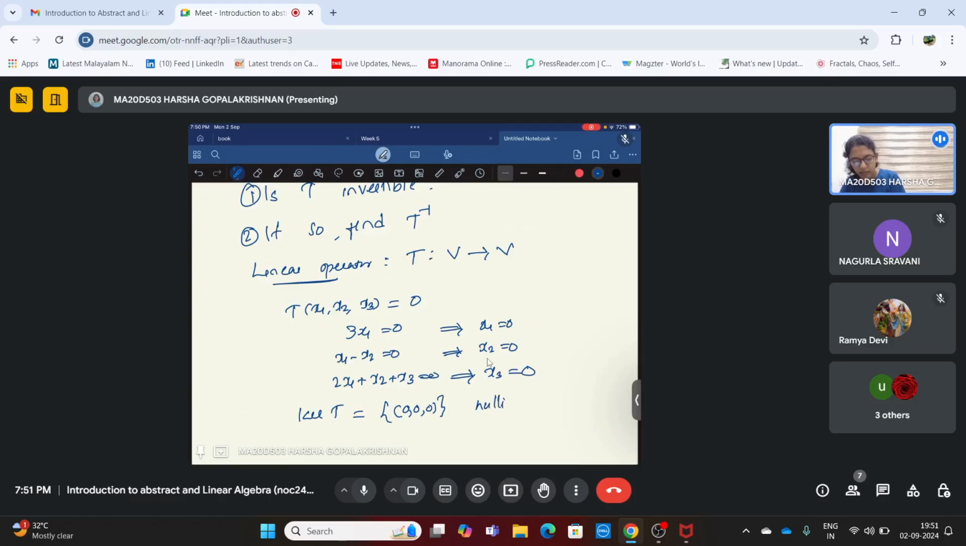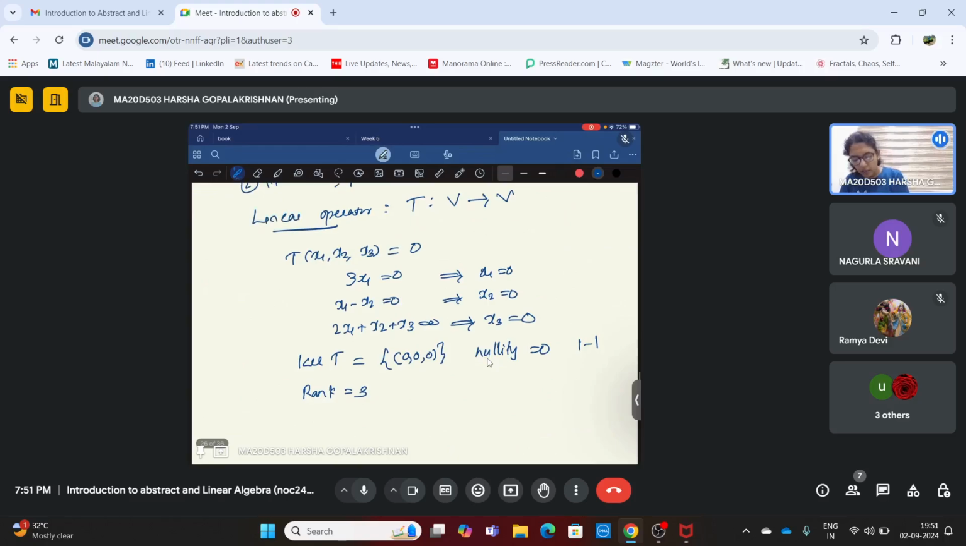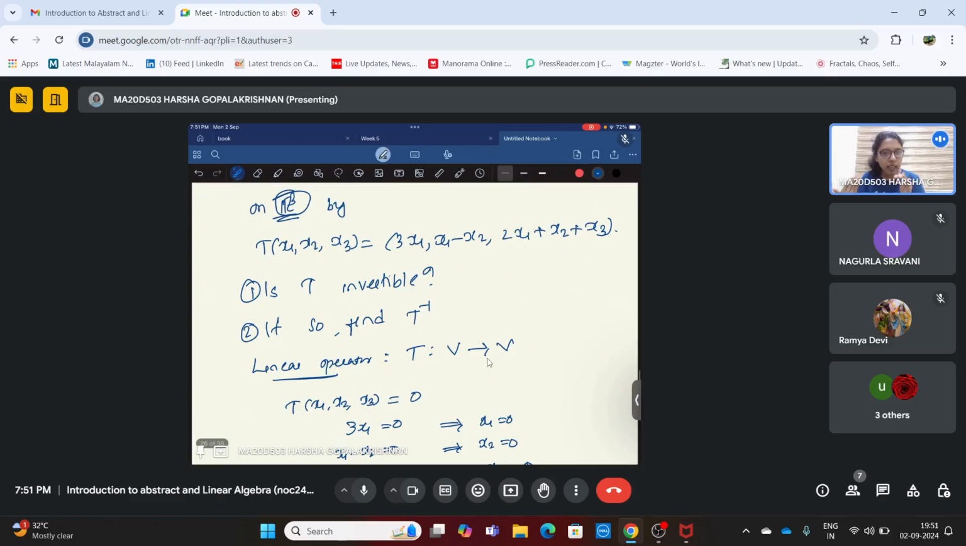Okay, that means nullity is 0, kernel is (0, 0, 0), which means it is 1-1. And rank equal to 3 using the rank-nullity theorem again, because 0 plus 3 equal to 3. 3 is coming from this R3. Rank equal to 3 means range is same as our codomain R3. That implies onto. 1-1 and onto means T is a bijection. If it is a bijection, what can we do? We can find the inverse.